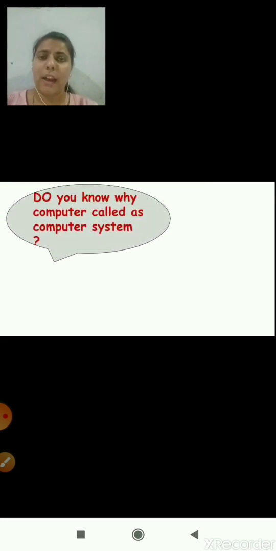Children, do you know why computer is known as computer system? Because different parts of computer work together to complete a specific task. Example, a printing work is not only done by printer. There are roles of computer, CPU, mouse and so many other devices. So, that's why computer is known as computer system, because many parts work together to complete a specific task.